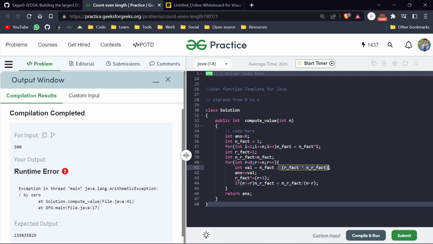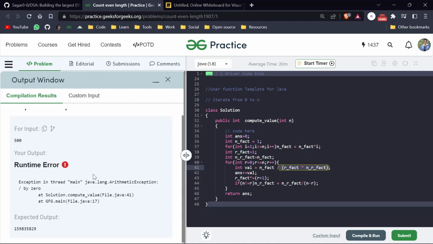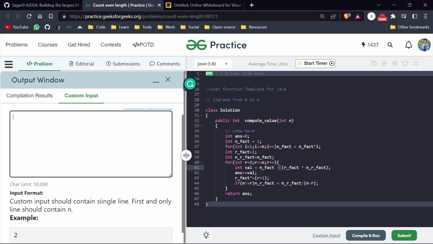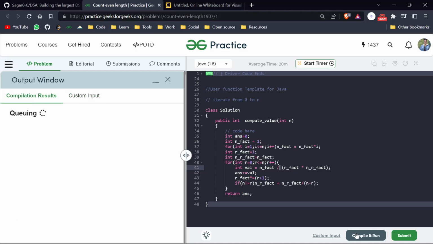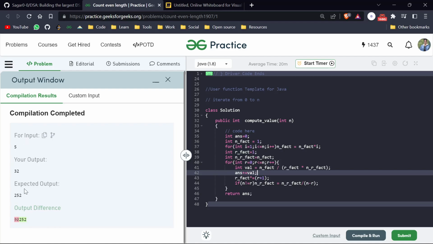So here we are also getting an error. That is the same here in this line. So how can we solve this? Okay, let me just write here some small example. Okay, it is also giving a wrong answer. So what is the problem? I think we are doing the right thing.